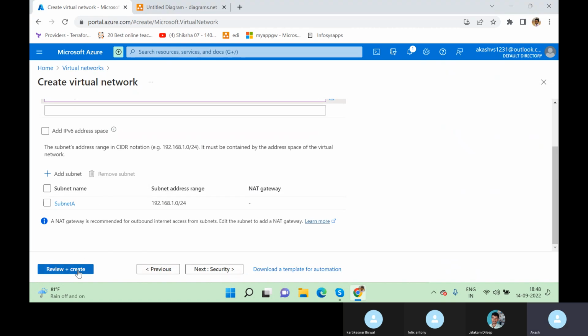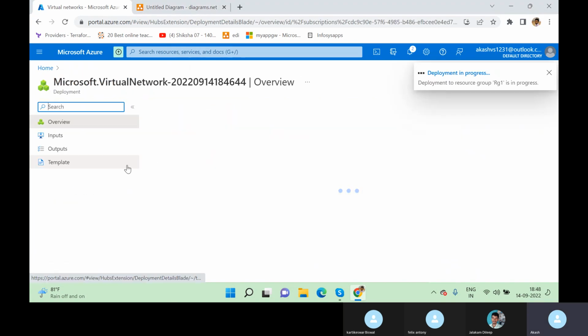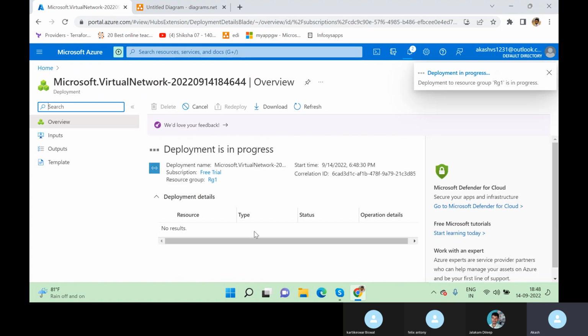Review and create this particular VNet. This is how you create your VNet on Azure. Similarly, after creation also, you can create multiple subnets, depending on your requirement and how you are going to place them in these subnets. Let it finish. Once the VNet is finished, I'll show you how to create subnets in the VNet.